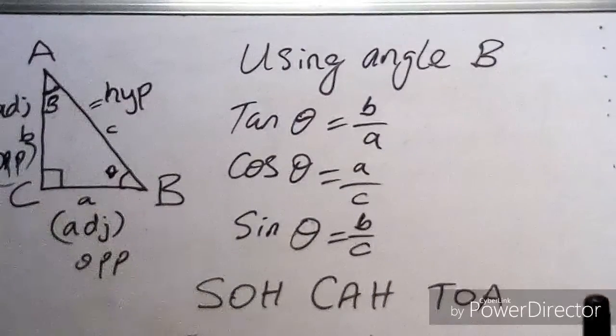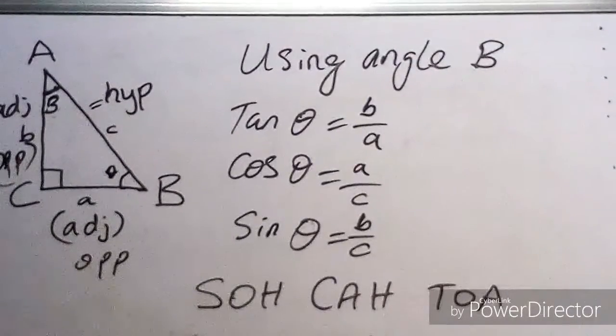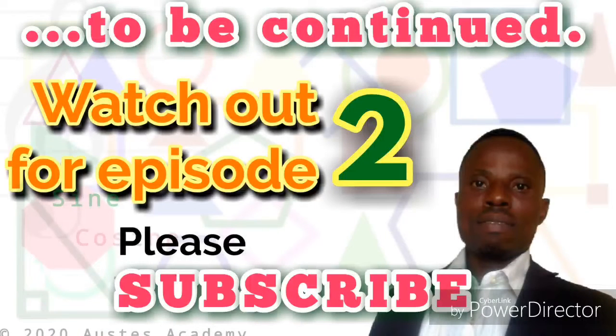Now, this is the foundation of using these three trigonometric ratios in expressing the sides and the angles of a right triangle. Watch out for my next video on working examples using the trigonometric ratios.